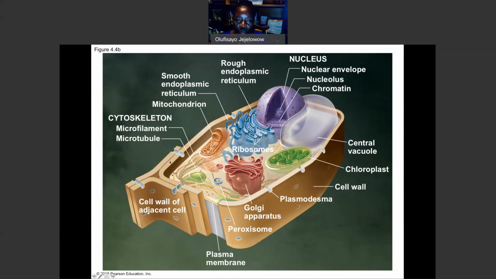because we have so many plants on Earth, and the cell walls are made of cellulose. Cellulose is the most abundant polysaccharide.